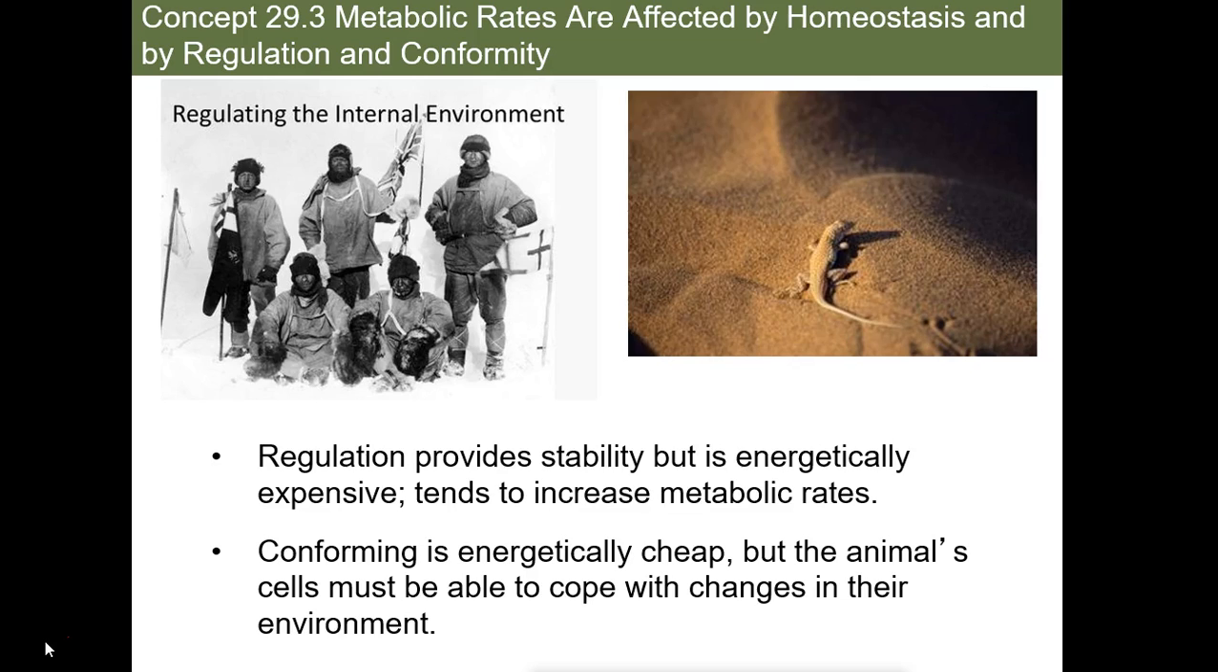Animals that regulate their internal environment, such as us, provide stability, but the stability comes at an energetic cost. These animals have increased metabolic rates. Conforming to the external environment is energetically cheap, but the animal cells must be able to cope with changes in their environment.